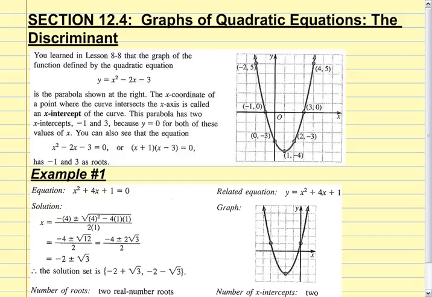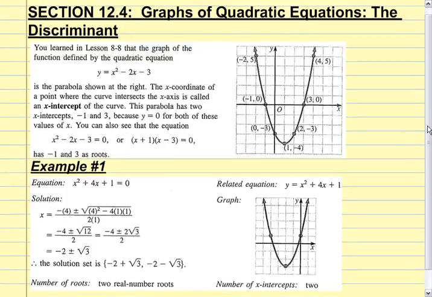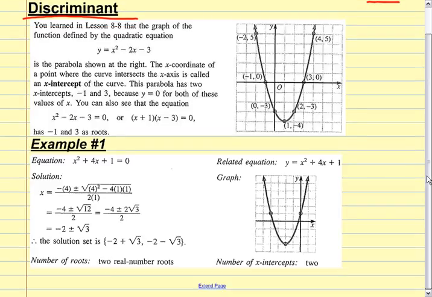Okay, folks, section 12.4, it says graphs of quadratic equations, and then behind this it has another colon. It says the discriminant. Now, I'm going to scroll down here. We're going to talk about the discriminant here in just a moment. Let's read through the stuff that they've got for us.